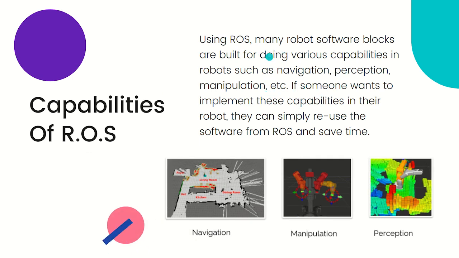It has also many software blocks that have capabilities such as navigation, perception, manipulation, etc. If someone wants to implement these capabilities on their robot, they can simply reuse the software from ROS and save a lot of time.